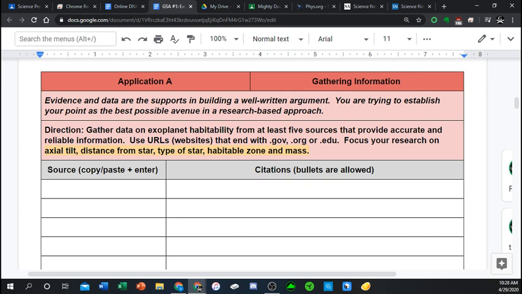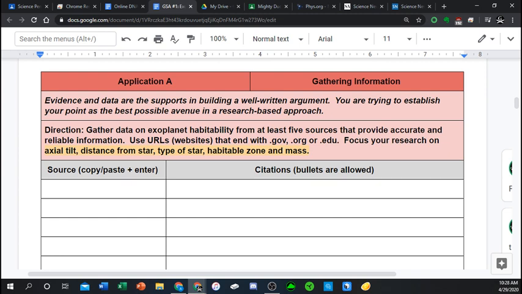Evidence and data support building a well-written argument. You're trying to establish your point as the best possible avenue in a research-based approach. So you're developing your claim based on your research after this. Okay? Your direction is again to gather data on exoplanet habitability from at least 5 sources that provide accurate and reliable information. Use URLs, websites, with .gov, .org, or .edu. This is very similar to application C. You're doing a lot of research, but you have to make sure it's accurate and reliable. Okay? Focus your research on tilt, distance, type of star, habitable zone, and mass.